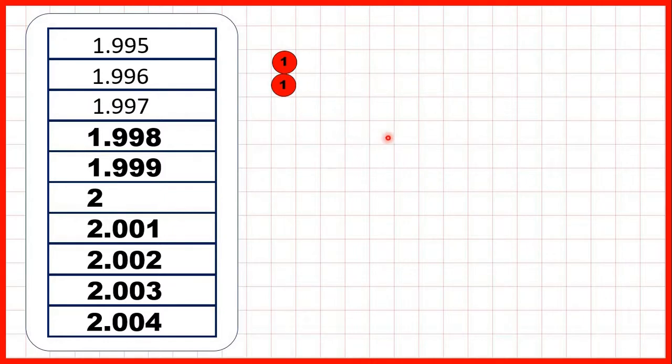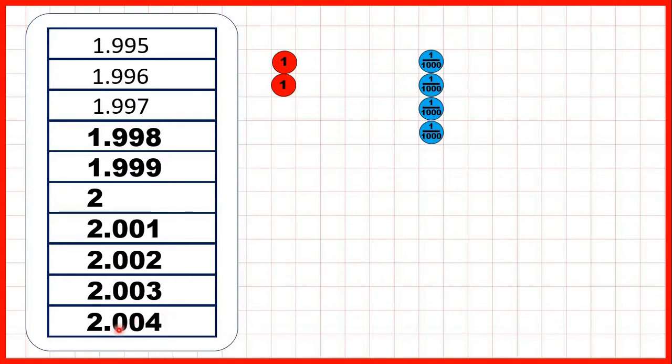We were just exchanging 10 of one place value for 1 of the place value to the left, and we did that 3 times, so that's why after 1.999, when we added just 1 more thousandth counter, we got 2 wholes. Then we can keep on counting in thousandths until we get to 2.004, so that's 2 wholes and 4 thousandths.